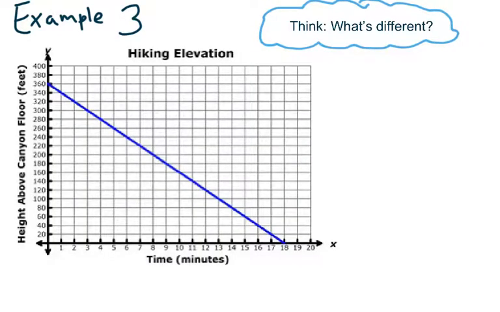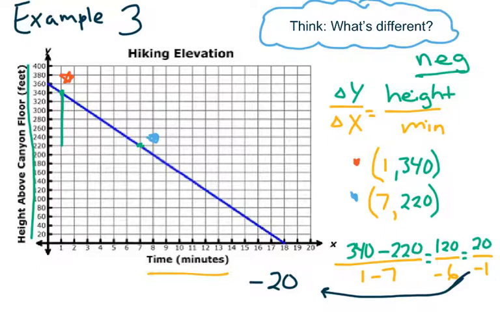Last question here, what's different about this one? Oh, I see that this line is decreasing. It's a negative slope because it's going down from left to right. It's decreasing. So I know that my answer, my slope, will have to be negative. So keep that in mind as we're working this problem.